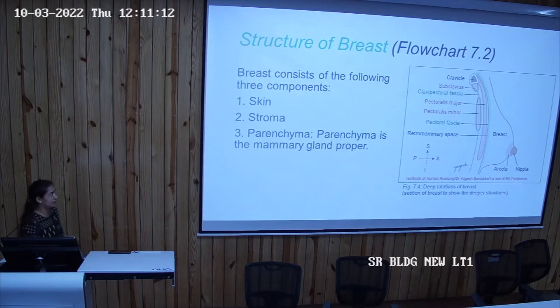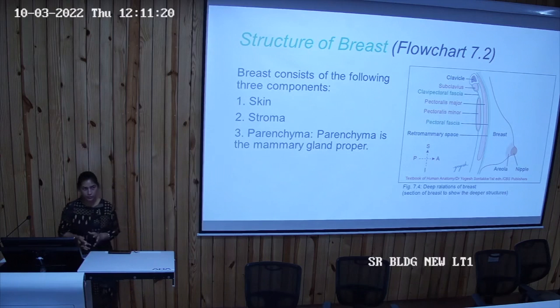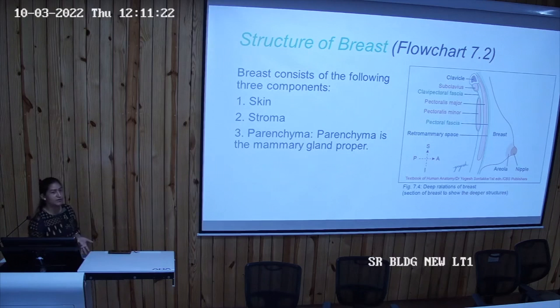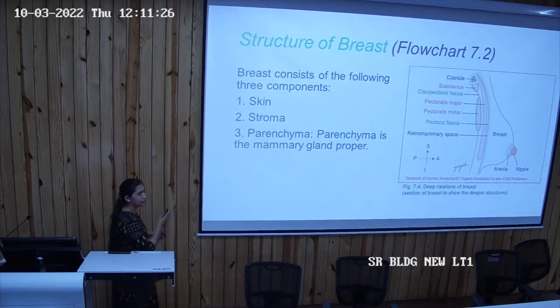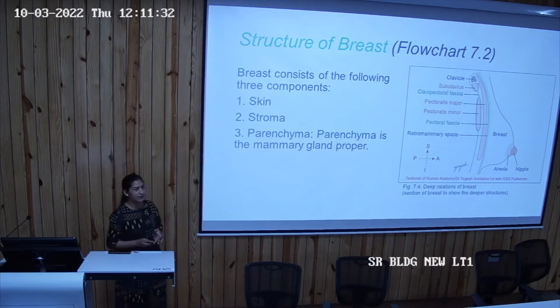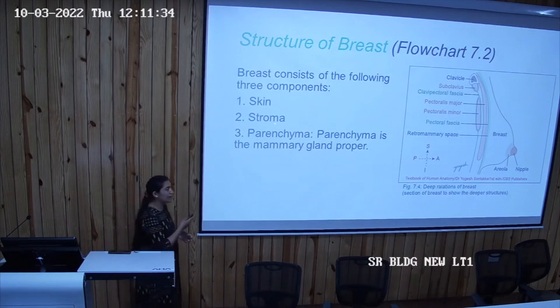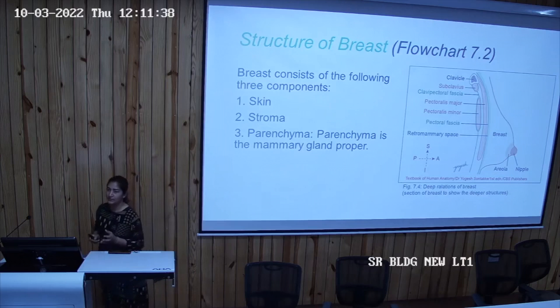Now coming to the structure of the mammary gland, it is covered with the skin. Then in the mammary gland you have stroma. What consists of stroma and what is the parenchyma of the mammary tissue? We have two terms, stroma and the parenchyma. The parenchyma is the main glandular portion of the mammary gland, while the stroma is the substance that is holding the parenchyma in position.